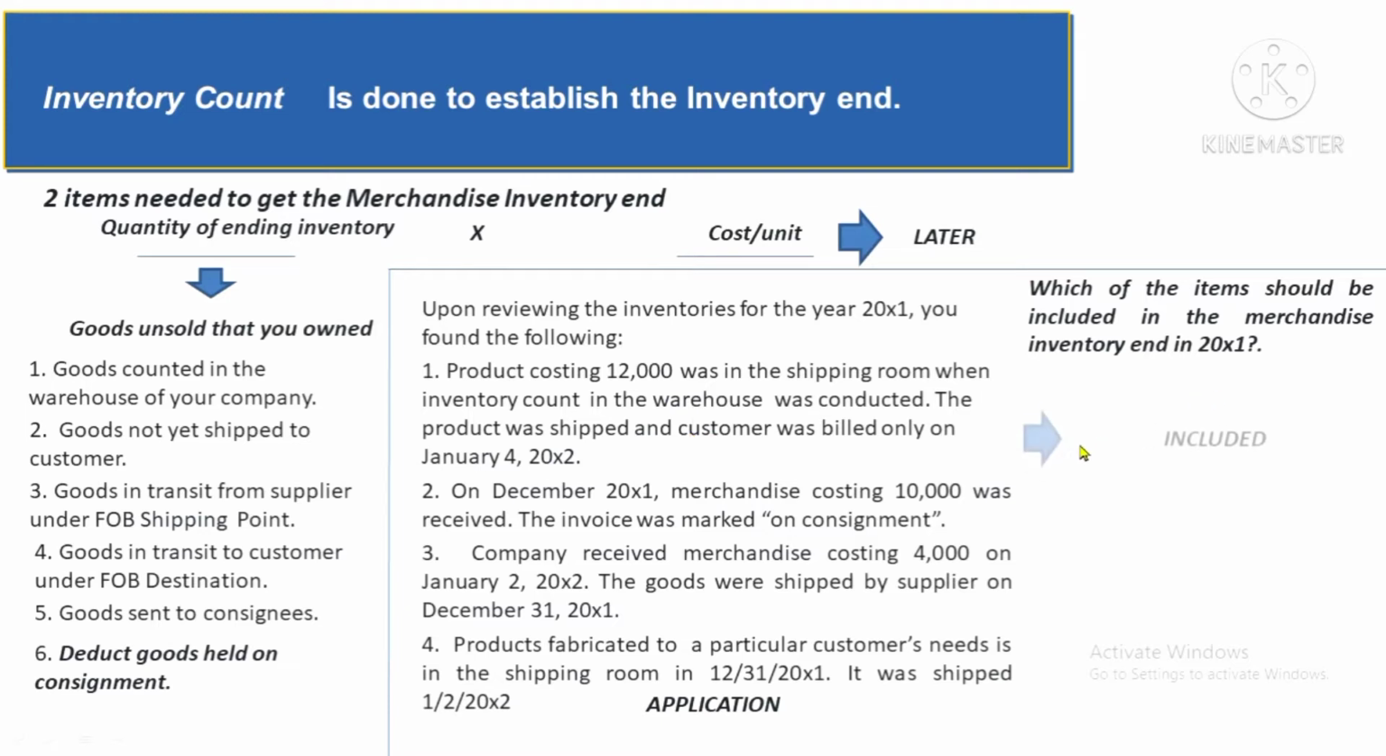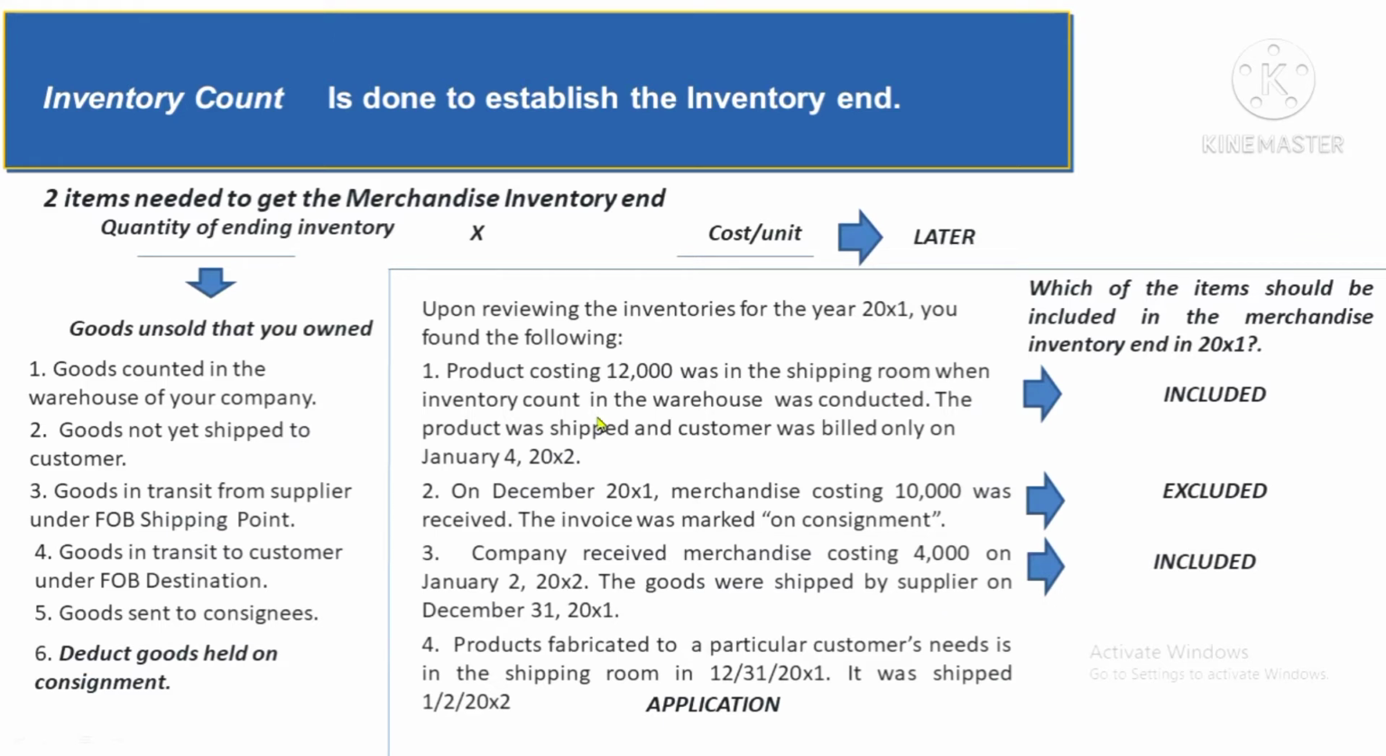Answer: yes, of course, they should be included because it's still in the property of your company. Next, we have number 2, where the company received merchandise but it was marked on consignment. Meaning, those goods should not be included because you don't own them. In number 3, the goods were received only in 20x2. That's very clear from a supplier, and it is still in transit in 20x1. But as I have told you, if it is silent, the shipping terms is FOB shipping point. So even if it's still in transit, the inventory is already yours, and it should be included.